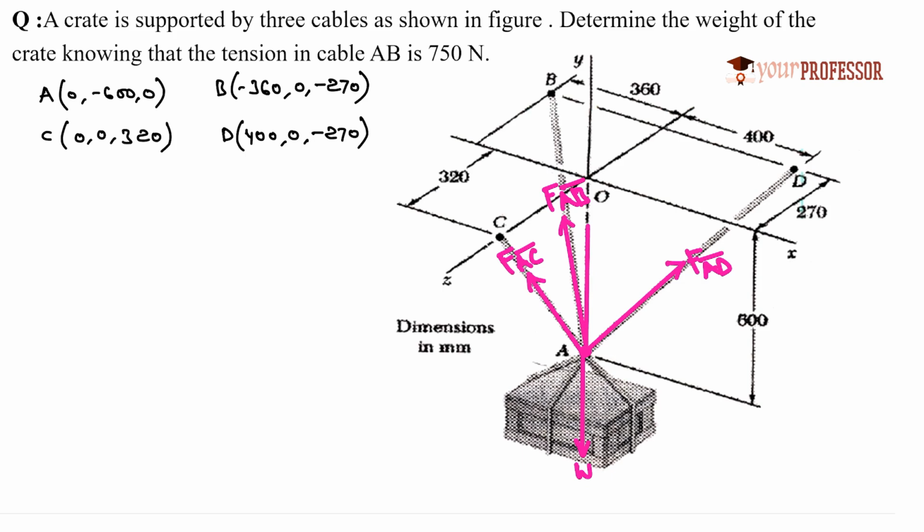We need to calculate all those force vectors, and then we have to consider equations of equilibrium in space. That is sigma fx is equal to 0, sigma fy equal to 0 and sigma fz equal to 0. Then we can find the weight of the crate. First let's find the force vector which is along AB. The force vector along AB is given by FAB bar is equal to the tensile force along AB multiplied by the unit vector lambda AB bar.